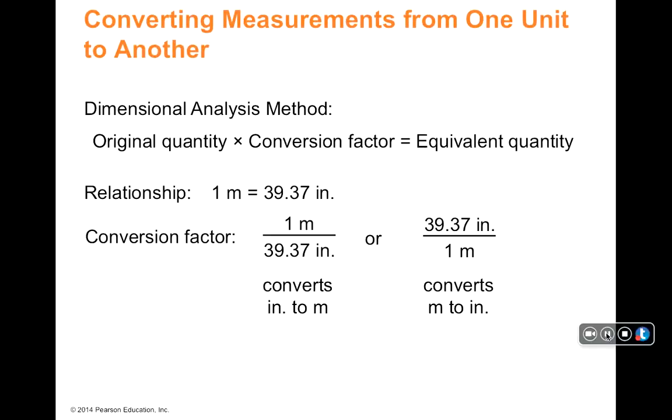So you take an original quantity and you multiply by a conversion factor, and you get the equivalent quantity that you're looking for.